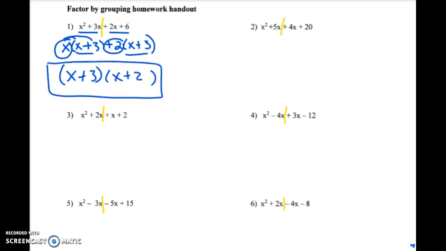If I now FOILed this back out, I should get back to my original, and I could do that for a check if I wanted. So now I'm going to go ahead and work through a few more, and you can just follow along and check your work.